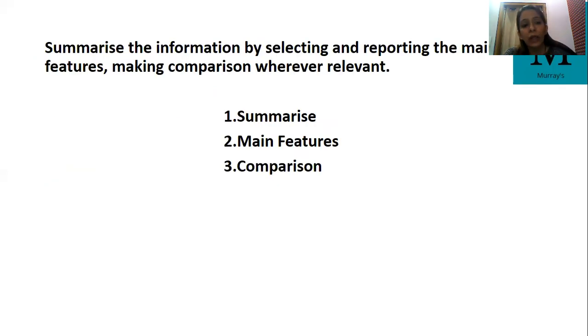Okay, now the question that will be given to you is: summarize the information by selecting and reporting the main features, making comparison wherever relevant. Here, there are 3 important things that you need to keep in mind. 1, you have to summarize. 2, you have to write what the main features shown in the diagram are. And 3, you have to compare and contrast, right?